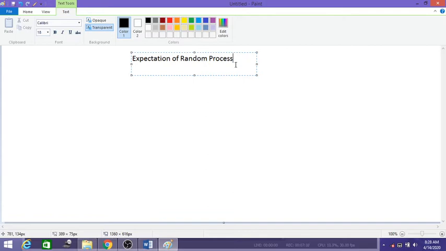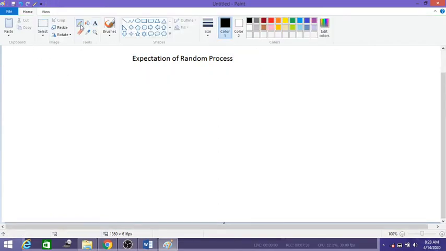So here the expectation of a random process for a multivariate random variable is with respect to time t. So before going to this, let us revise the expectation of random variables. We know that for a random variable, X bar represents the expectation of X.